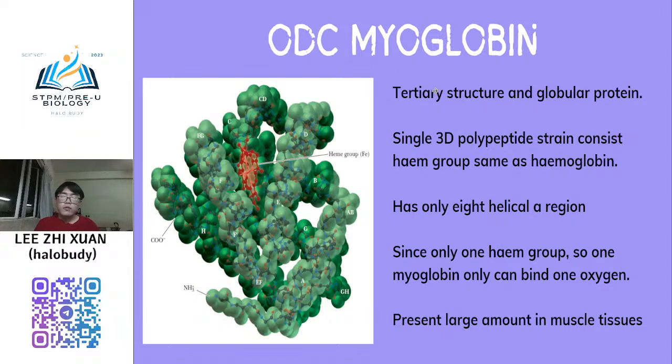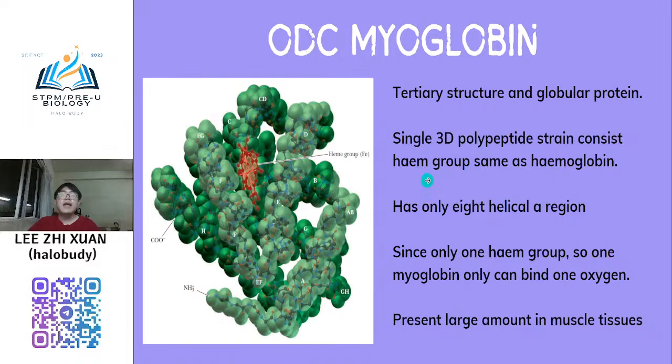If it is quaternary structure, it contains more than 1 polypeptide chain, which you learned in semester 1. So myoglobin is in tertiary structure. What is meant by tertiary structure? It only contains a single 3D polypeptide chain. So it has a 3D shape same as hemoglobin, just that it only contains a single polypeptide.